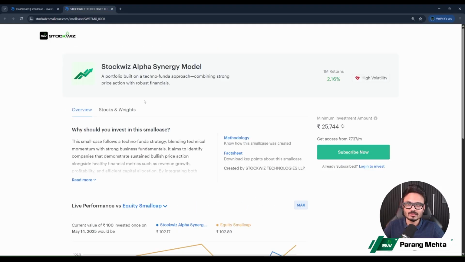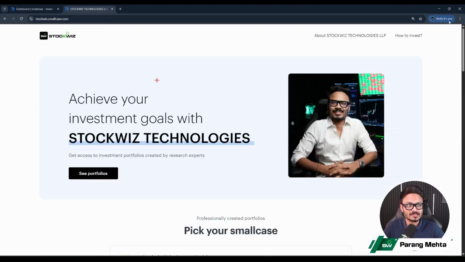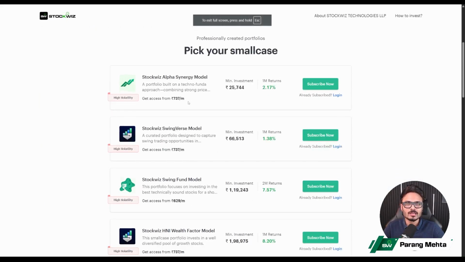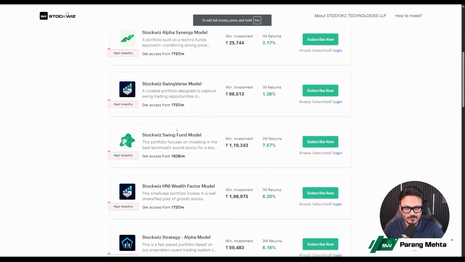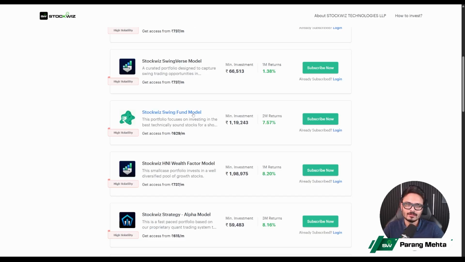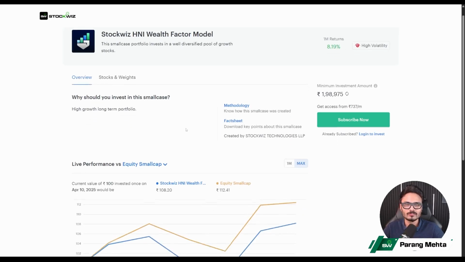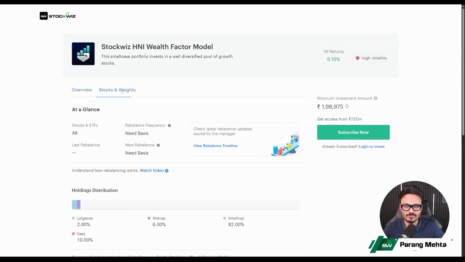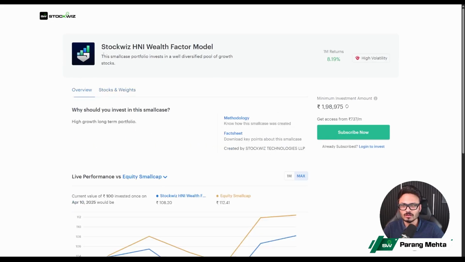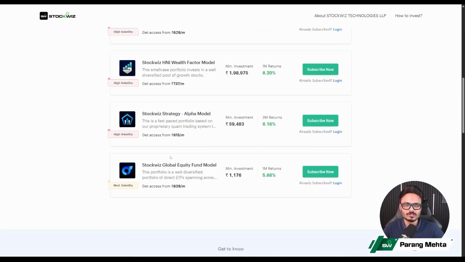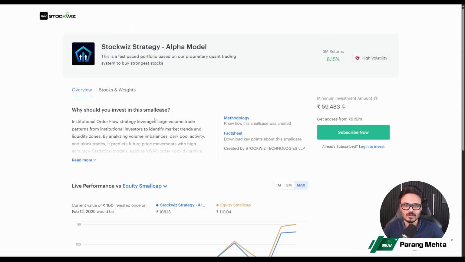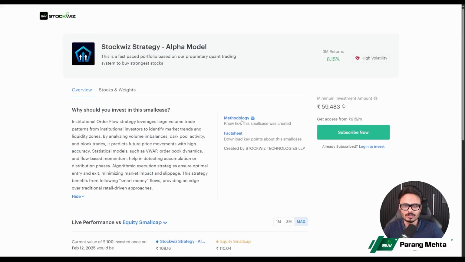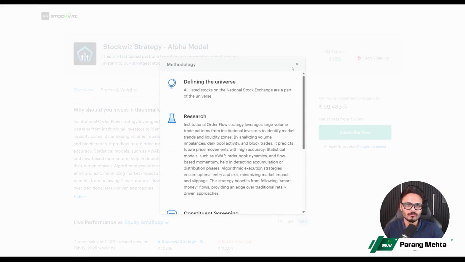Now, as I said earlier, you can explore a lot of smallcases because we have a variety of smallcases with us. You can discover the Swingverse model, the Swing Fund model, and let's say when you go to the HNI Wealth Factor model, you can compare the returns, right? And you can see how the stocks have done. Obviously, you will not see the exact weightage, how much it has performed in the last 1 month, and so on and so forth. You can also look at the other models, and you can see how they have done, what exactly the methodology is, how we are buying or selling stuff.